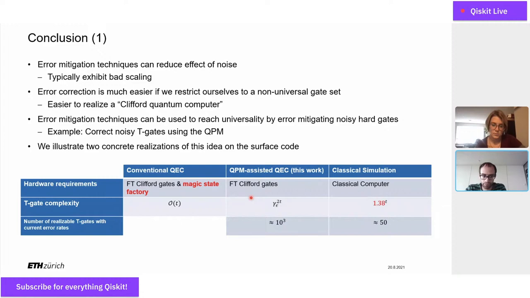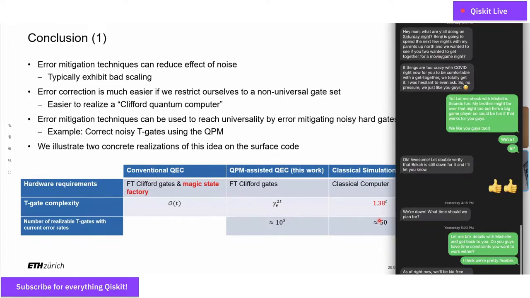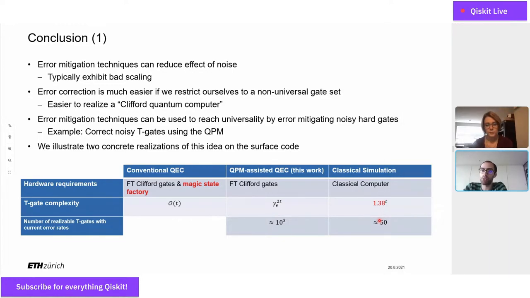noise goes to zero. And in fact, even in a realistic back-of-the-envelope calculation with noise rates which are realistic, we see that the number of T gates that we could potentially realize with this method is already significantly larger than what we can probably achieve with classical simulation. So this is going to be hopefully significantly more powerful than a classical computer.